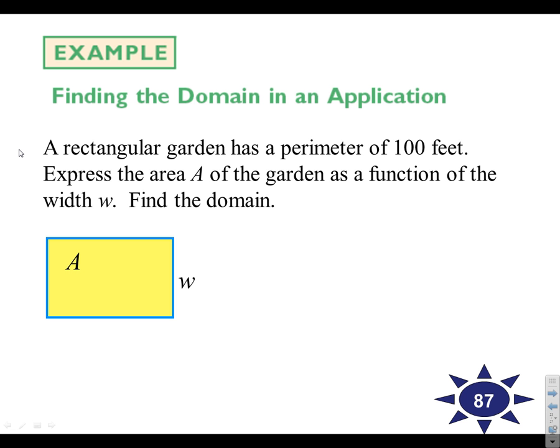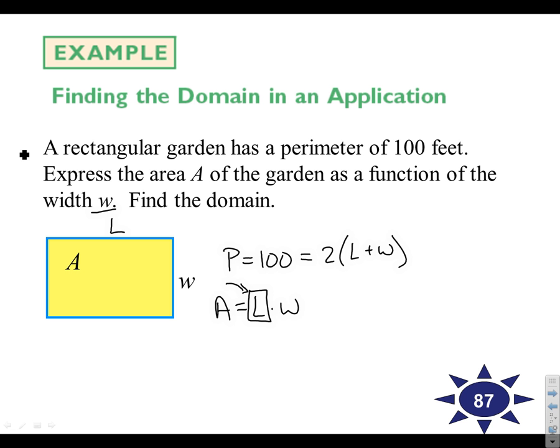A rectangular garden has a perimeter of 100 feet. So perimeter equals 100, and that's equal to 2 times length plus width. And let's express the area as a function of the width. All right, so we know here that if we get length times width, we'll get the area. But we don't want to use L anymore. When it says in terms of W, we only want to have W as the only variable we see on this side of the equation.